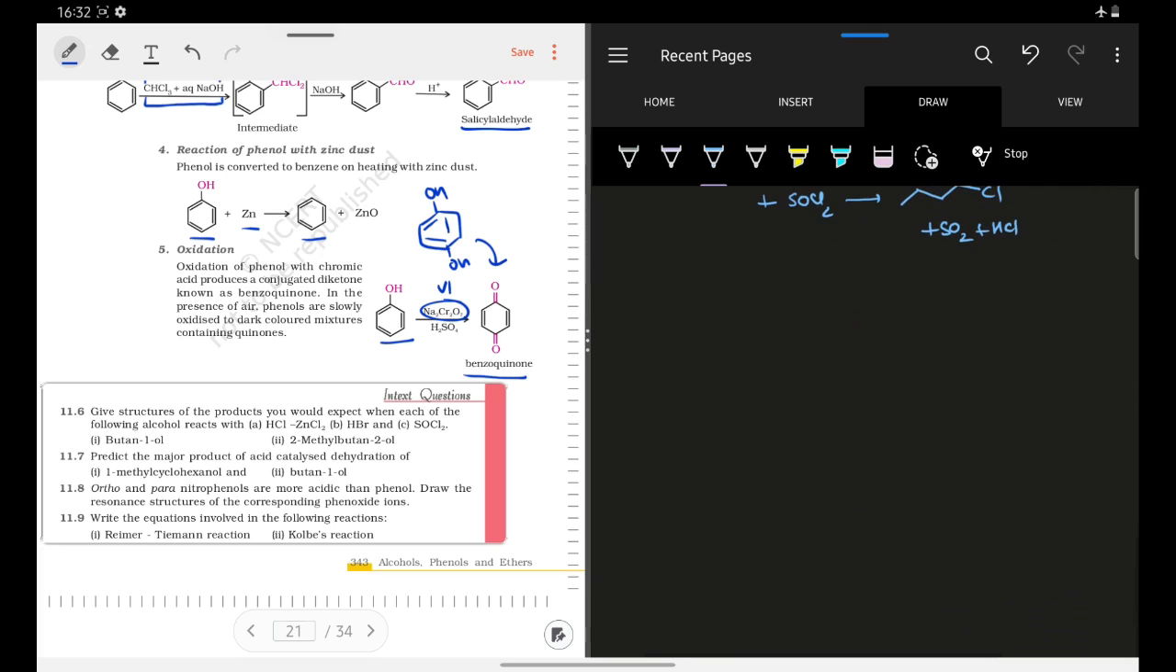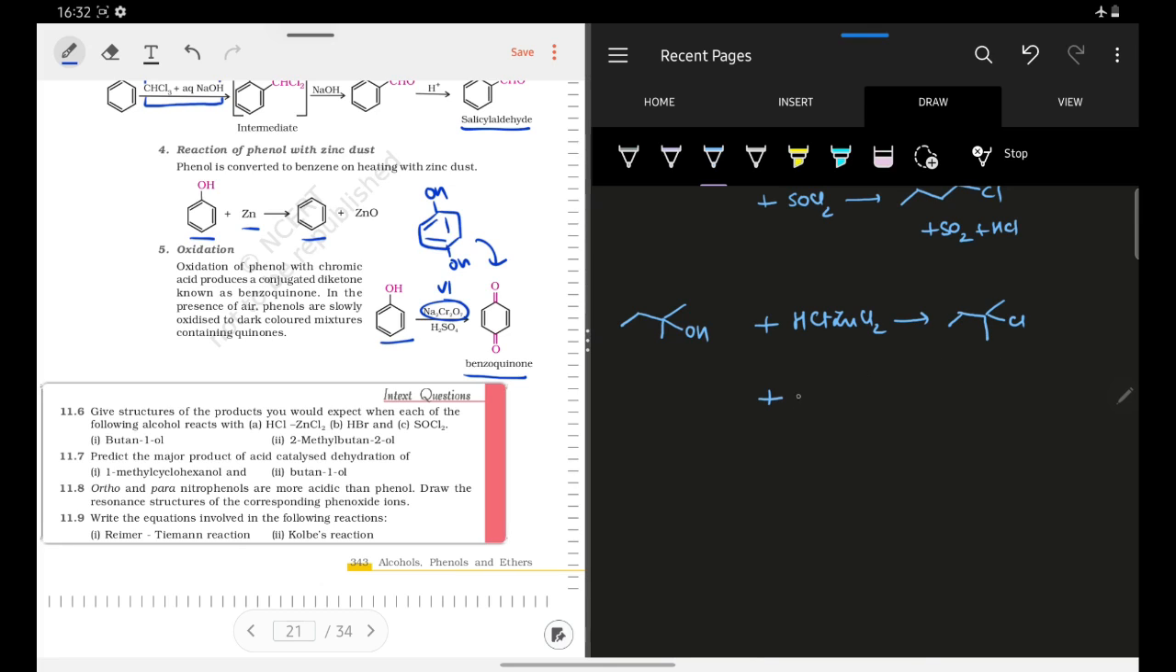Now it is asking me to react 2-methyl butan-2-ol. This is 2-methyl butan-2-ol. Okay, so when it reacts with HCl and ZnCl2, your turbidity will be very fast. The product formed would be this, right, and it will turn turbid quickly.